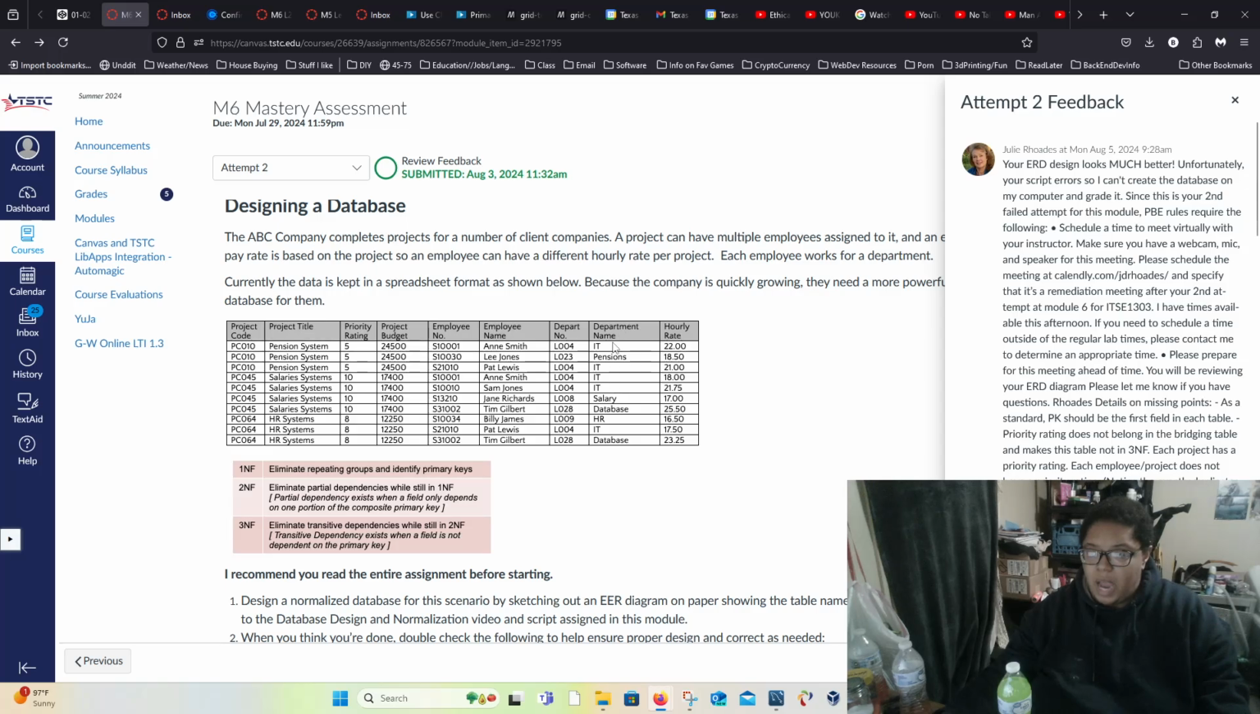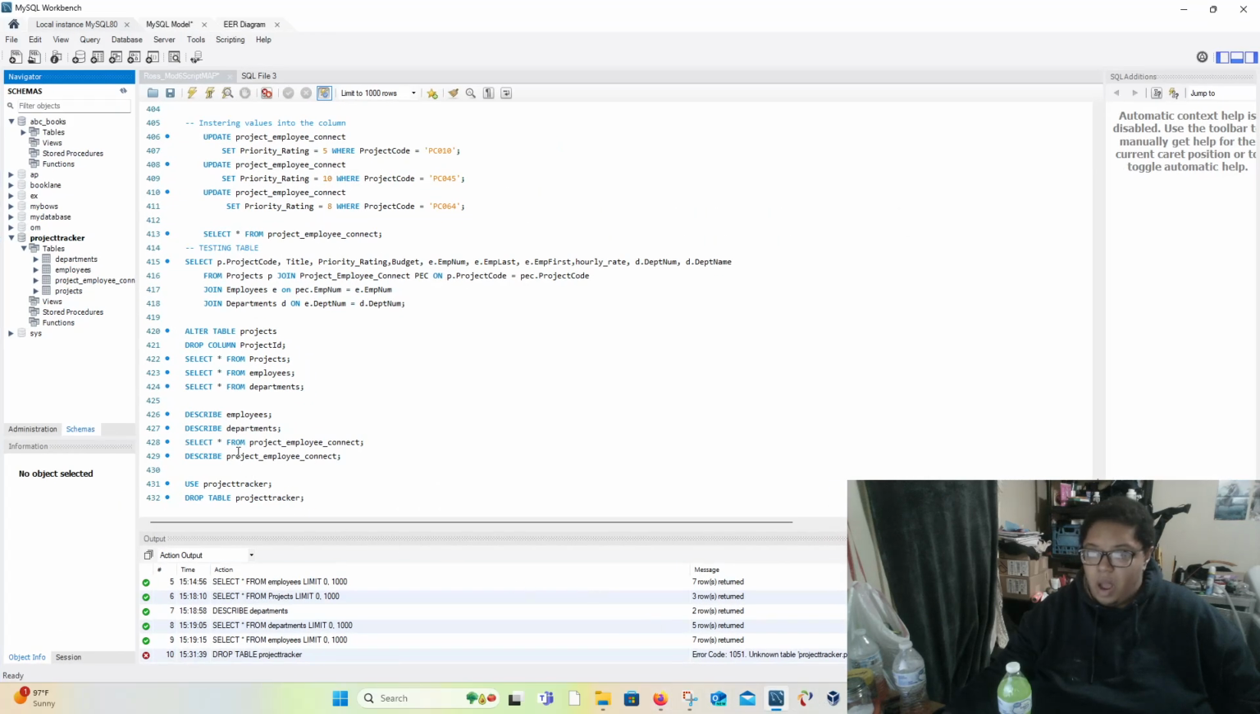You see, for instance, the IT department is in all three systems: the pension system, the salary systems, and the HR system. And they have different priority ratings, even though they're the same department. So priority rating can't go in the department's table because of how I have it.